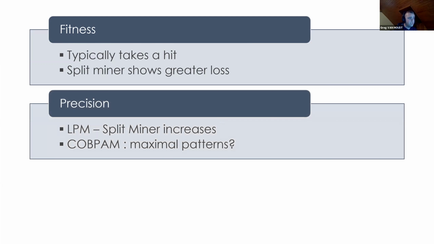When looking at precision, on the other hand, we see an average increase in the values at LPM and split miner. We believe, again, that this may be due to the fact that the split miner tries to sacrifice precision for fitness. For COPAM, okay, it's faring pretty well, a slight reduction, but maybe the problem here is with the maximal patterns. COPAM could be designed for more meaningful patterns in the basis, but that doesn't mean that's also better when used in event log abstraction.